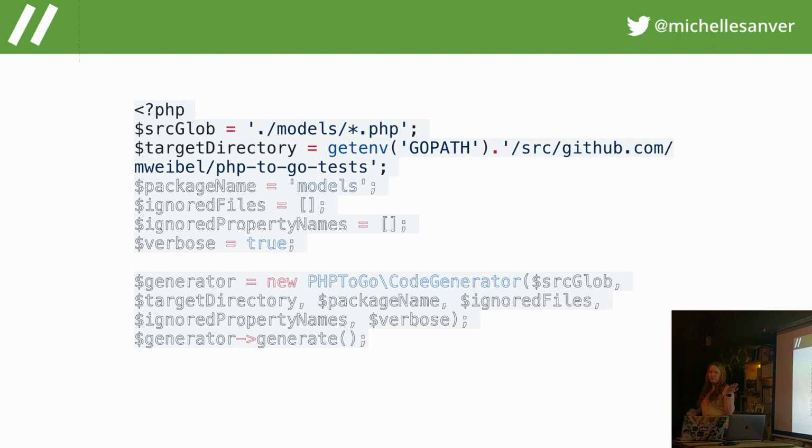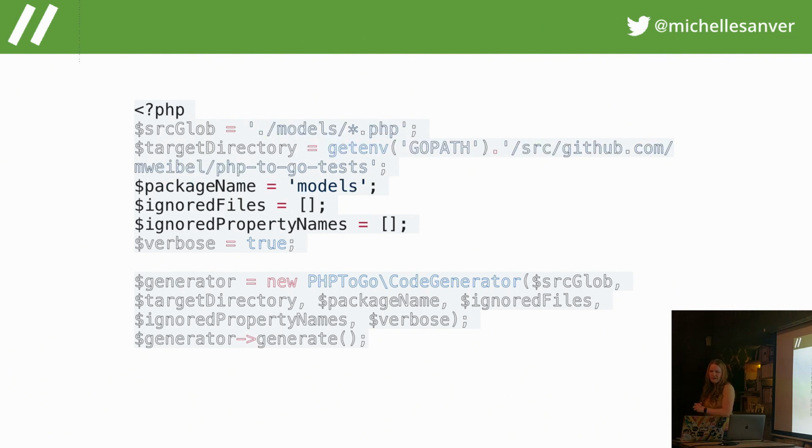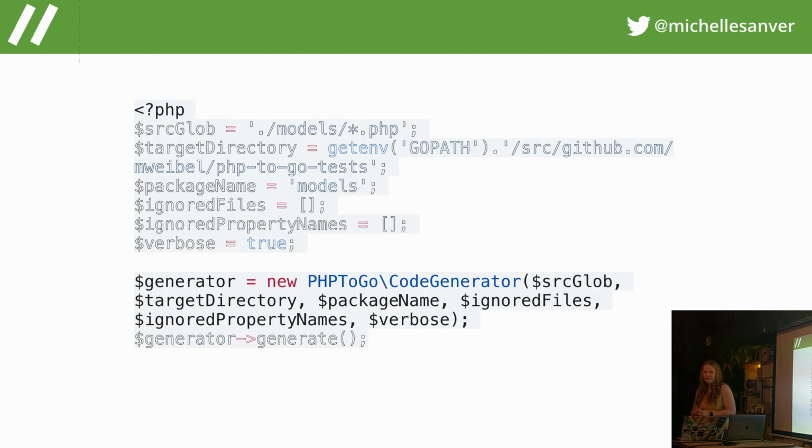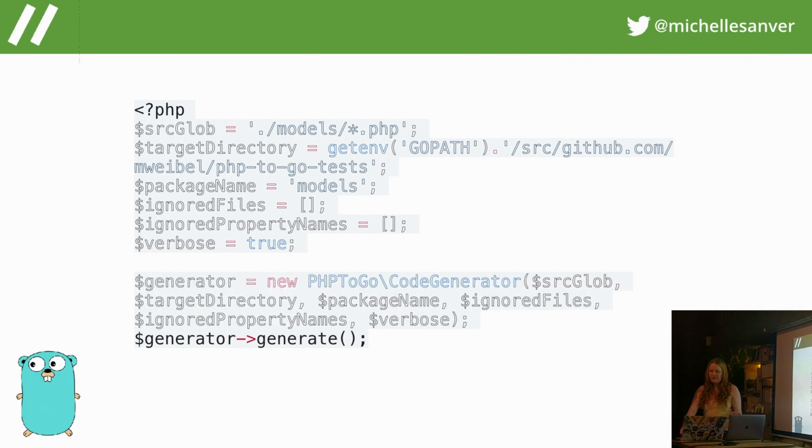So first you specify where your models are, where you want them to be, and then you say what the package name would be. If you need to ignore some files and property names because they're bugging out and you don't want that. And then you obviously want it to be verbose because you're debugging. Then you make a new generator and you generate. And in this generate, you would generate all the Go code that you need to then call serialize on.